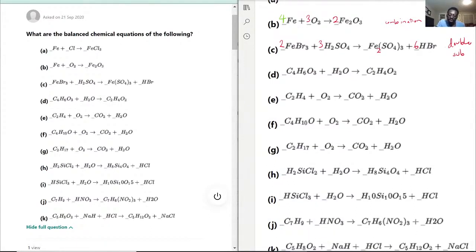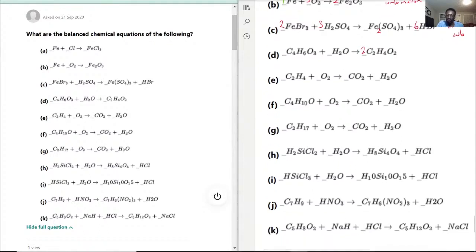So C4H6O3 plus H2O gives C2H4O2. So for this one, we want to start by maybe doubling this, because that's the only way for it to have 4 oxygens like the other side. Okay, so now we have 4 carbons, check. 8 hydrogens, which, yep, 6 plus 2, 8, and 4 oxygens. Yep, that's correct. That's all you have to do. And now let's move on.